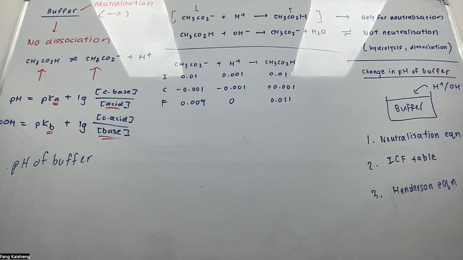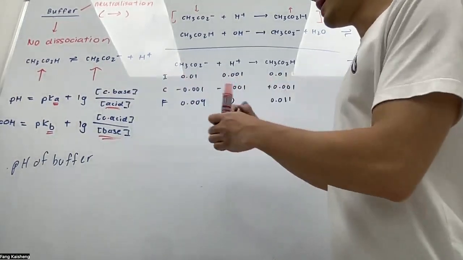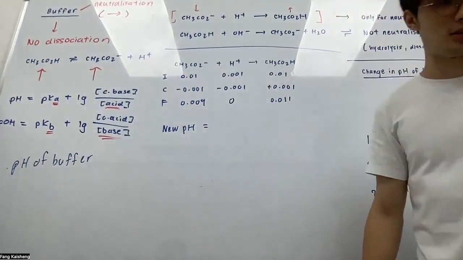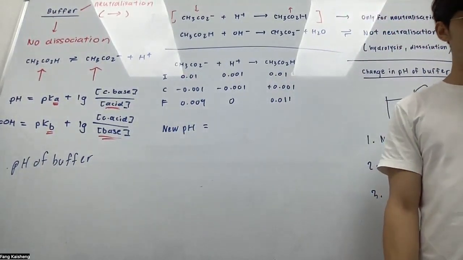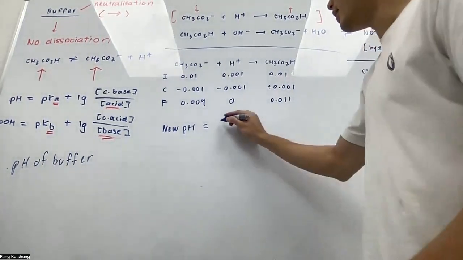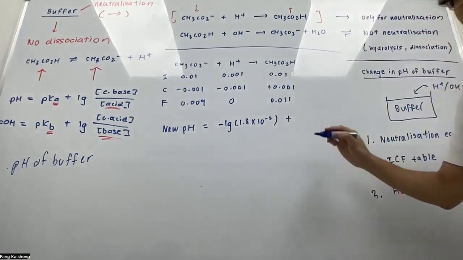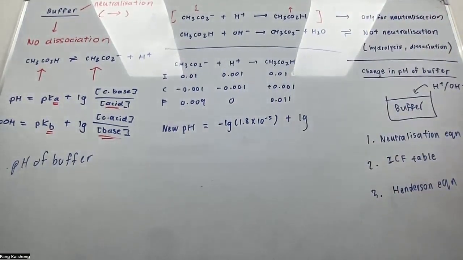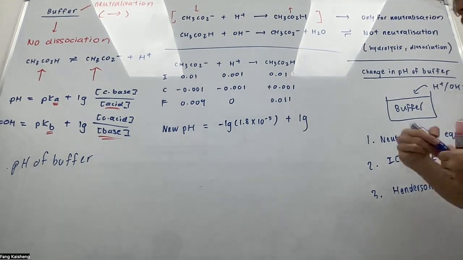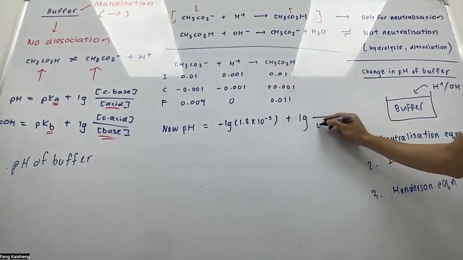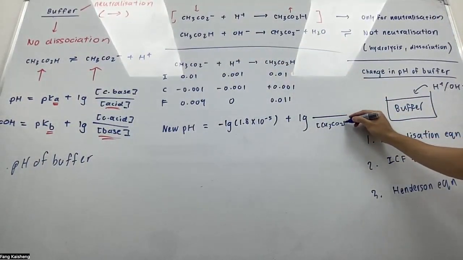Now, they gave us Ka, correct? So look at this equation. I want to find the new pH. What's the pKa? Does it change? Same thing, right? Negative log 1.8 times 10 to the power minus 5, correct? Plus log. This is where some of you may be a bit confused with the base-acid idea. Who is the conjugate base? Remember, if you use pKa, the bottom must be the acid. Who's the acid? CH3CO2H. Bottom is acid, so the top is just the other one.